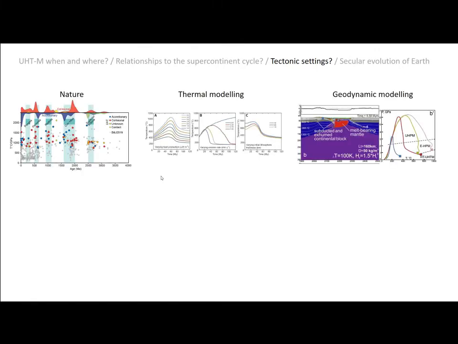Now, another way of looking at where UHT metamorphism occurs is analysing which geodynamic environments we can get to UHT conditions.